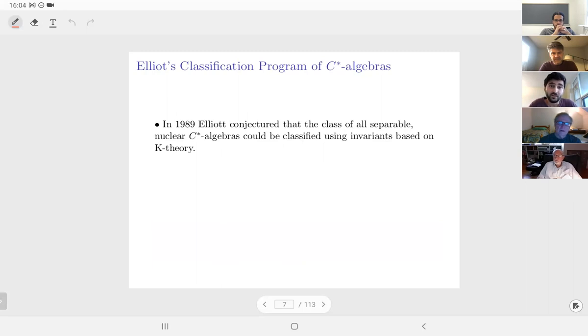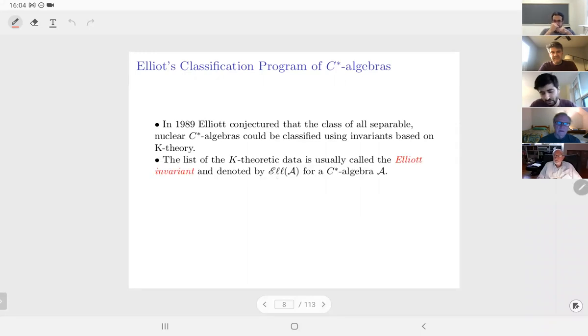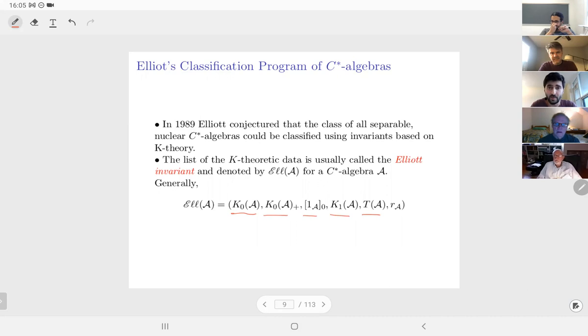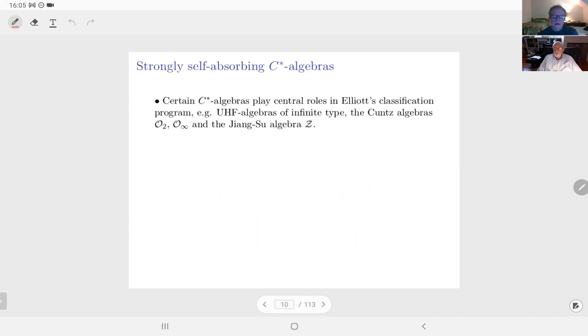In 1989, Elliott conjectured that the class of all separable nuclear C-star algebras could be classified using invariants based on K-theory. These invariants are called Elliott invariants, usually denoted by Ell(A) for a C-star algebra A. To classify more classes of C-star algebras, this invariant had to be expanded, and after many years it is now fixed to be the K0 group and K1 group, the trace simplex, and a pairing map that pairs the space of trace states with the state space of the K0 group. But as I said, they're not important in my talk.